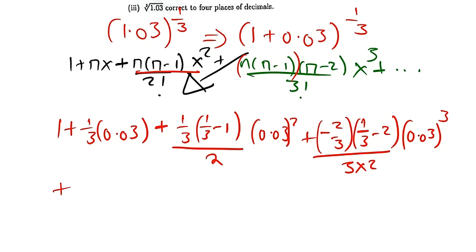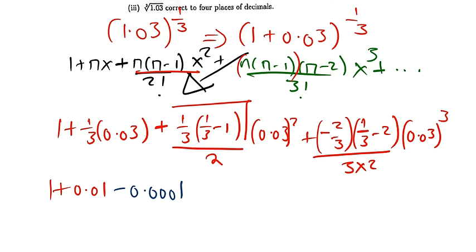So we have 1 plus 0.01. The next part, 1 over 3 minus 1 is negative 2 over 3, times 1 over 3, divided by 2, multiplied by 0.03 squared. So that gives us negative 0.001.